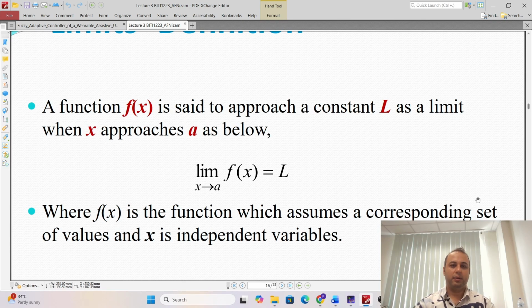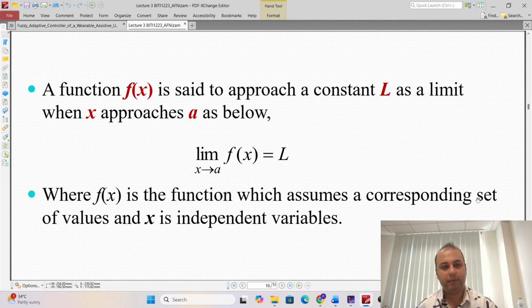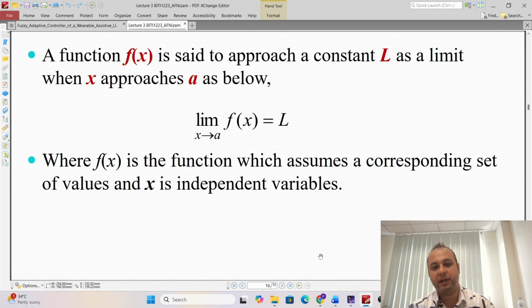Okay, so the definition of limit: a function f(x) is said to approach a constant L as a limit when x approaches a, as below. As we said in the previous slide, the limit of the function f(x) as x approaches a is the constant L, where for x the function assumes a corresponding set of values and x is the independent variable.